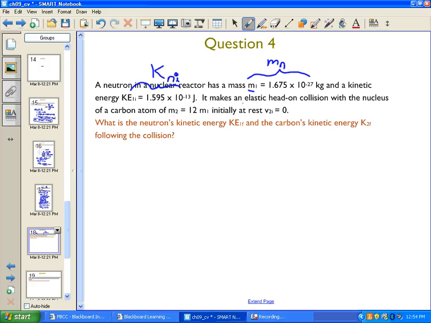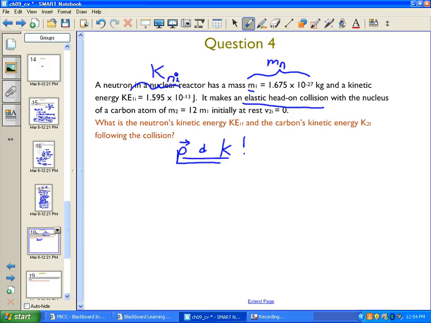It makes an elastic collision. Now, notice this is a very important term here because it's describing the type of collision that this neutron is going to have, and therefore telling us what two quantities are conserved in any elastic collision. Answer: momentum and kinetic energy. And so we have to keep in mind that both of these are conserved.